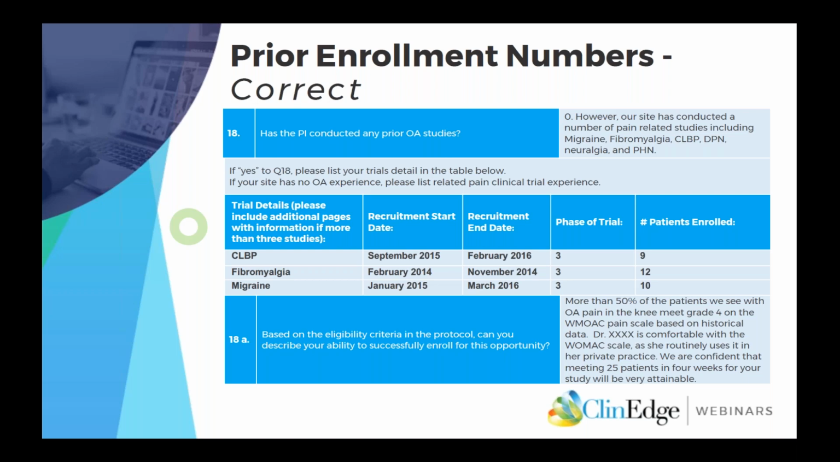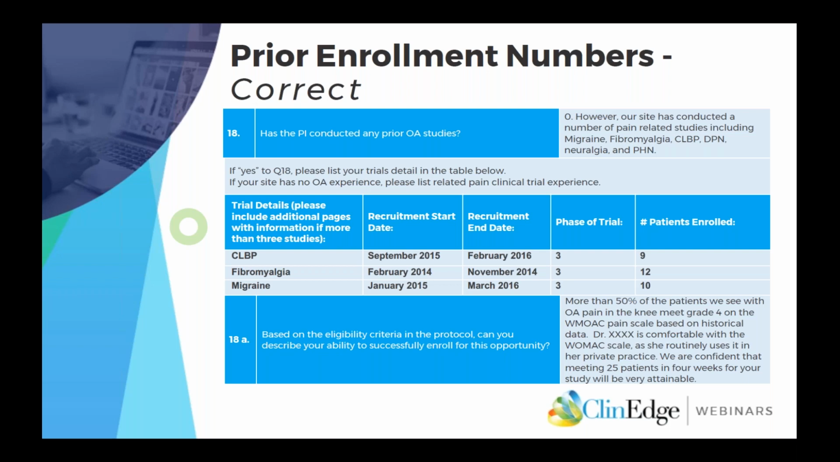And then the last question, based on the eligibility criteria of the protocol, can you describe your ability to successfully enroll for this opportunity? In this one, you notice in their response, they put something that was specific to the protocol, this WOMAC pain scale, and specifically relating to their patient population. So they said, more than half of the patients we see with OA pain in the knee meet this grade 4 WOMAC pain scale based on our historical data. Dr. X is comfortable with the WOMAC scale. She routinely uses it in her private practice. We are confident meeting 25 patients in 4 weeks will be very attainable.